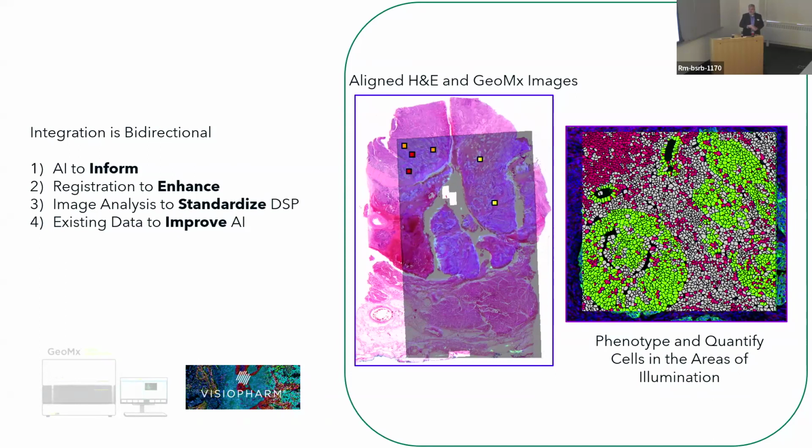We can use that information to improve the artificial intelligence because you have really nice annotated data already. And this co-registration technology is now starting to go berserk. I don't know if that's the right word.